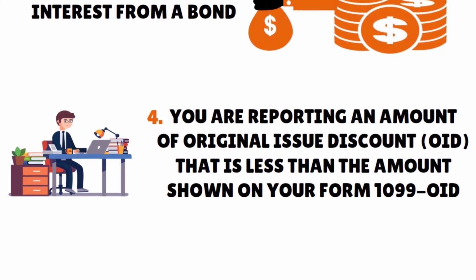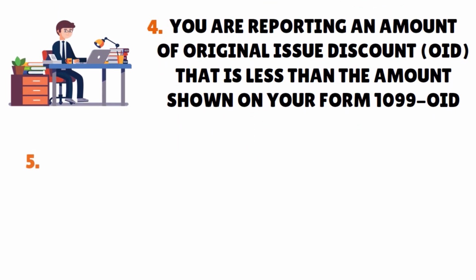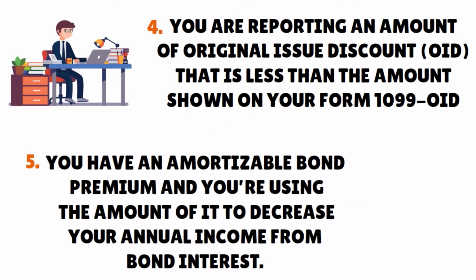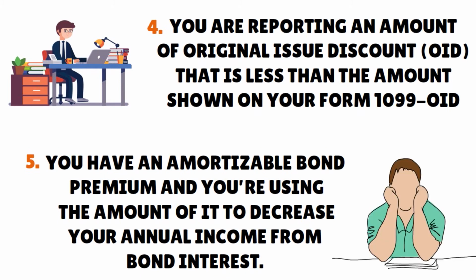And scenario number 5, you have an amortizable bond premium, and you're using the amount of it to decrease your annual income from bond interest. So just go back to accounting 101 here. A bond premium occurs when a bond is sold for more than its face value, and the opposite is true for a bond discount. Okay, so the amortizable bond premium, or ABP, is the value you paid above the bond's face value.